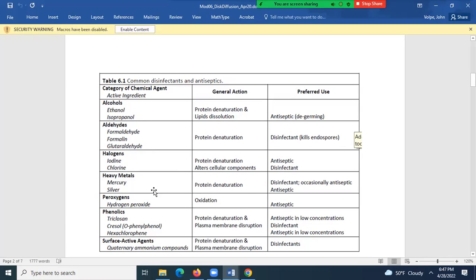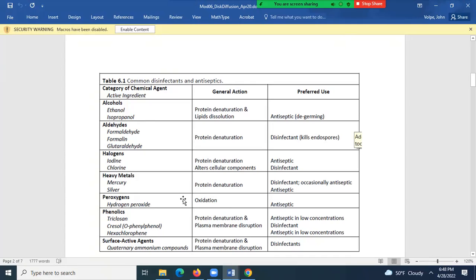Heavy metals have come back in their use, like silver is put on dressing to work as an antiseptic on a patient's dressing, meaning a wound cover. They can be used as a disinfectant.